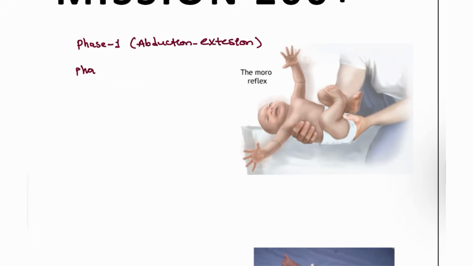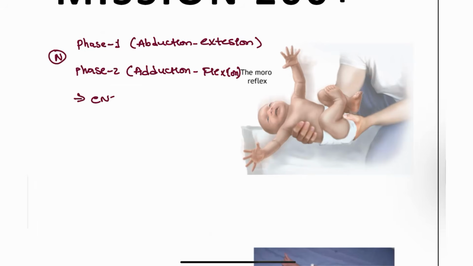Next, in phase 2 you are going to see adduction and flexion. This is seen in the normal fetus. Absolutely, this is a normal primitive neonatal reflex. What the Moro reflex is telling us is that the CNS is normal. The CNS function is intact in this baby. It is present at birth, and it will disappear by 4 to 6 months of age.